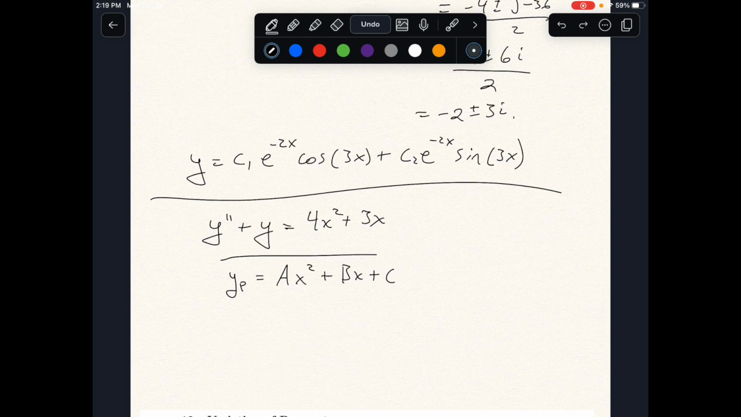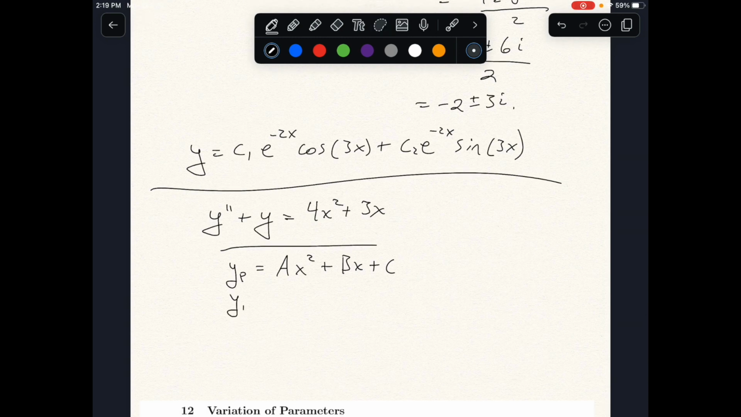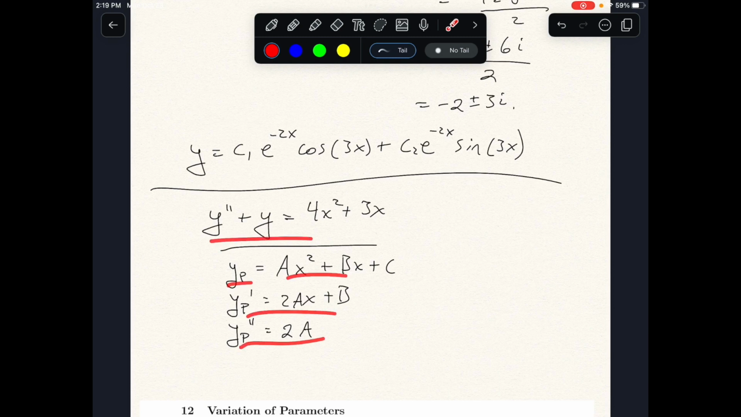And then you compute the derivatives, 2ax plus b, and then 2a. Plug all of these things into your left-hand side. Set all your x squared coefficients equal to the x squared coefficient on the right, which would be 4. Set all your x coefficients equal to the x coefficient of 3 on the right. And then combine all of your constants on the left, set them equal to the constant on the right, which is 0 in this case.